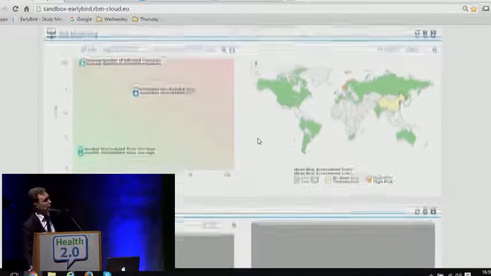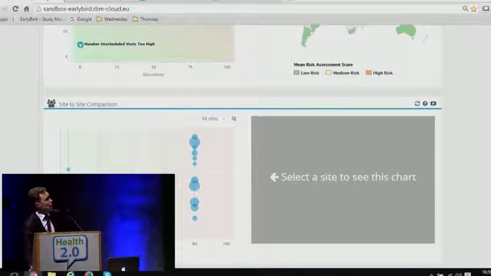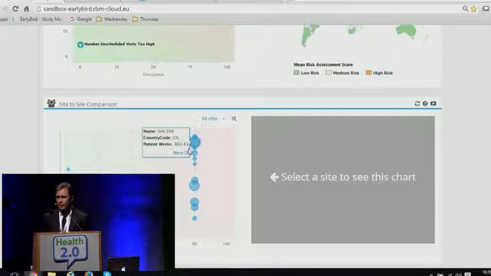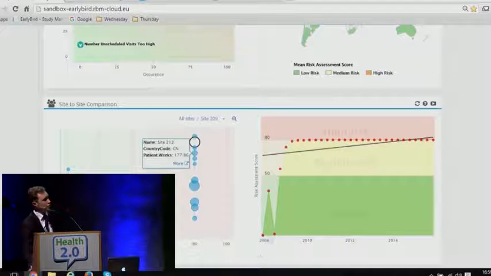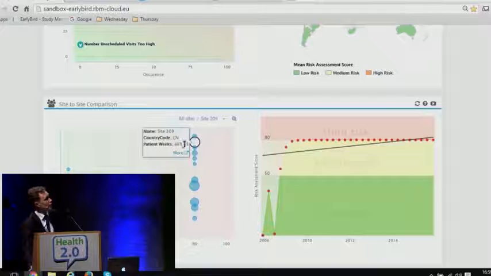Let's take a look at China. I can observe all the centers from the clinical trial ranged from low risk to high risk. The size of the bubble is connected with the amount of data they provided, so I can immediately understand what impact this site has on my clinical trial. I can see the historical risk spread. Let's check what is happening with this site, because it seems to be pretty high risk.